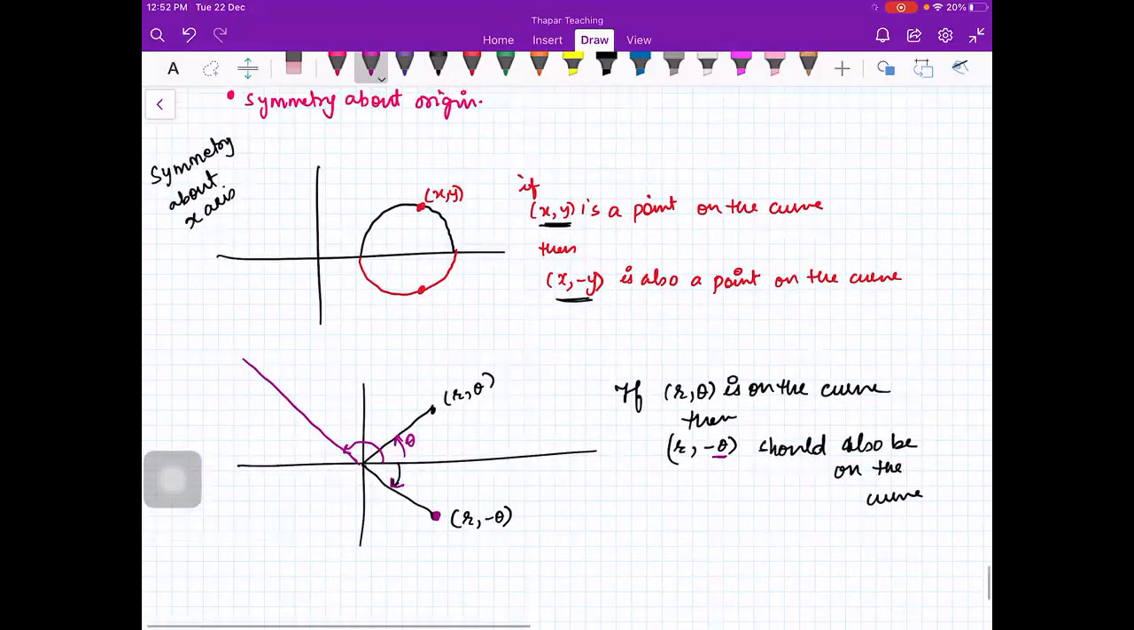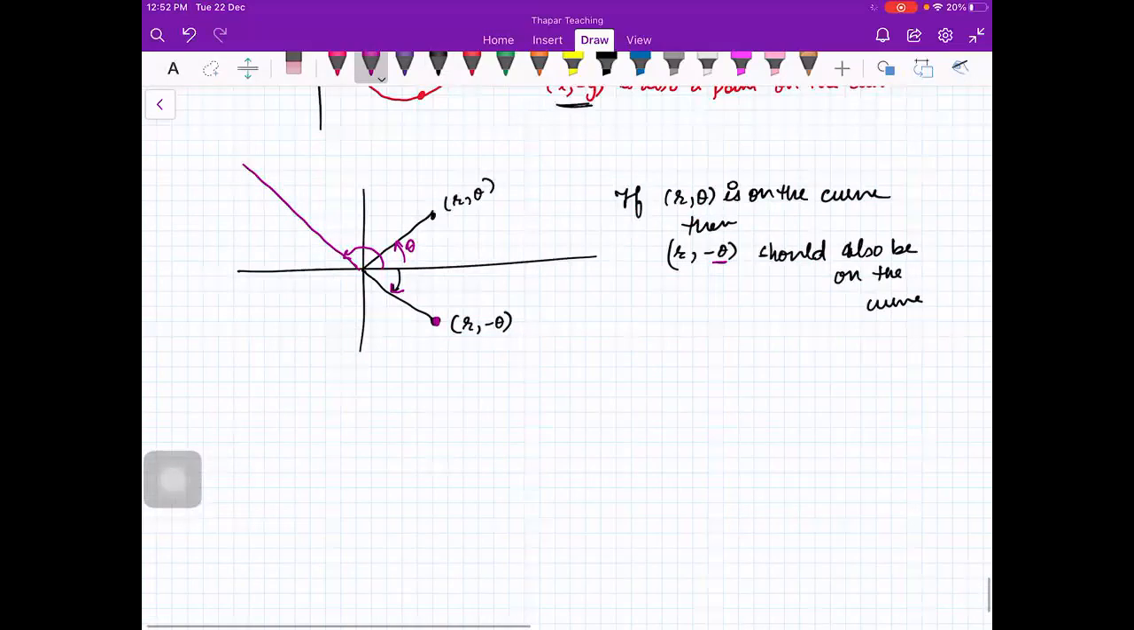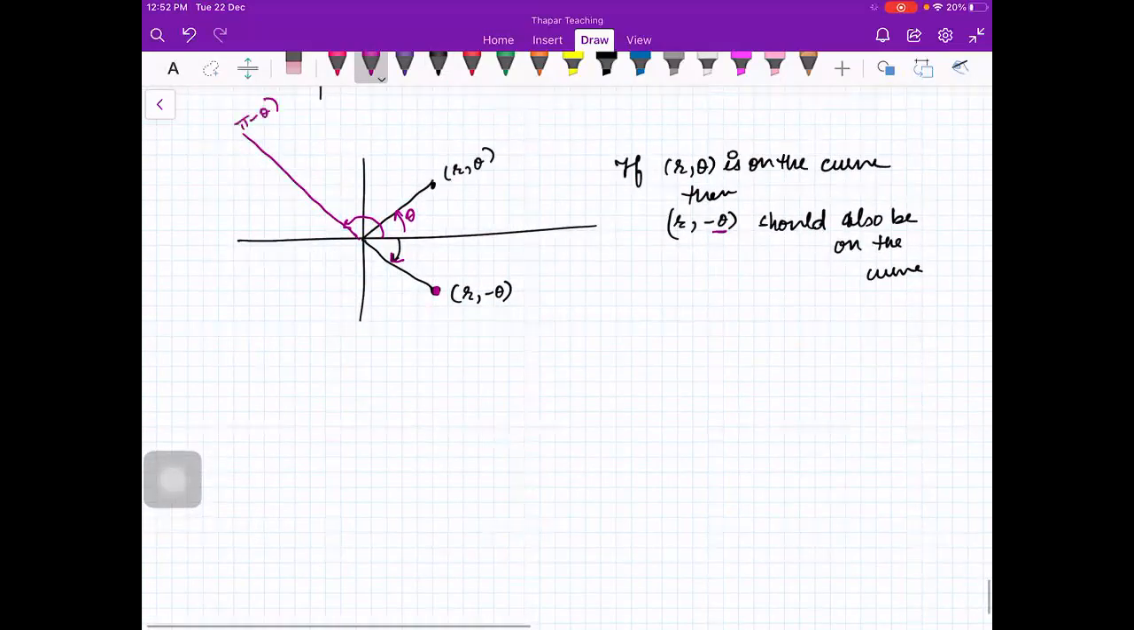Pi minus theta. So this angle will be pi minus theta, and I go on negative. So the same point has the name minus r comma pi minus theta. Is that clear to everybody? Yes, ma'am. This point also has the name minus r comma pi minus theta.